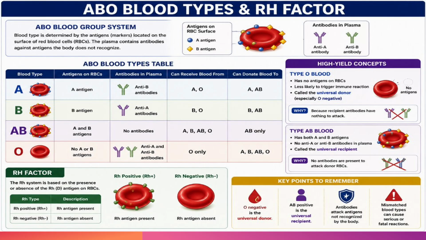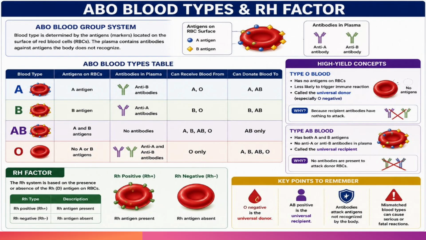Now let's real quick talk about blood types. This slide basically covers ABO blood group systems and the Rh factor. Blood type is basically determined by antigens located on the surface of the red blood cells. The plasma contains antibodies against antigens in the body that the body does not recognize.